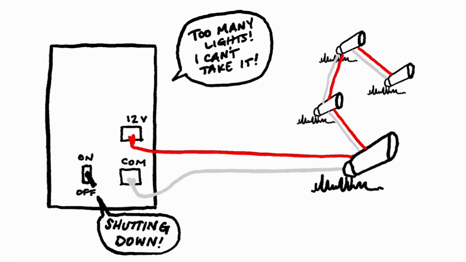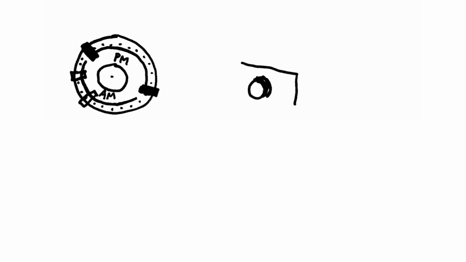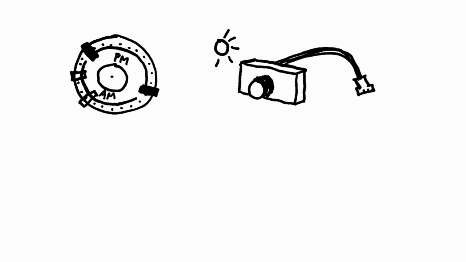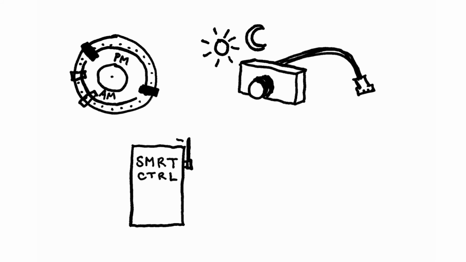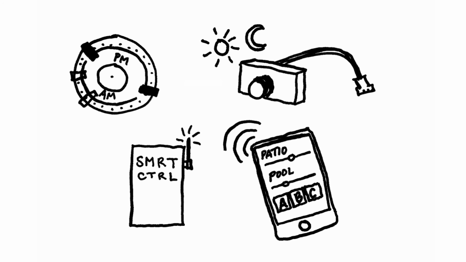The breaker situation can vary from transformer to transformer, and some will even have a dedicated breaker for each COM tap. Many transformers offer ways to automate control of your lighting system, such as timers and photocells. Some modern transformers double as smart controllers, with even more features for advanced automation and control.